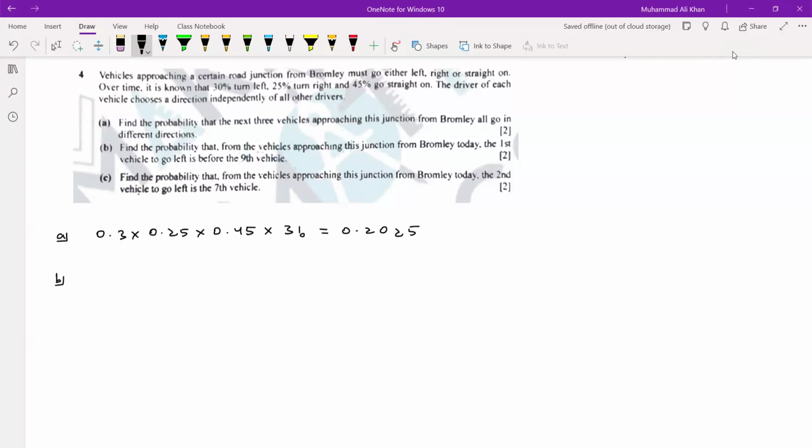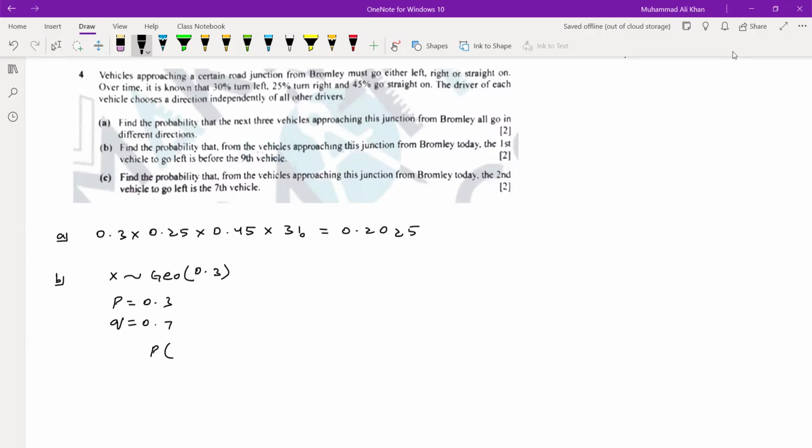Now in the B part, find the probability that from the vehicle approaching this junction, the first vehicle to go left is before the ninth vehicle. So now it's a question of geometric distribution, and the probability of success is go left, and the probability of go left is 0.3. So P is 0.3 and Q is 0.7.